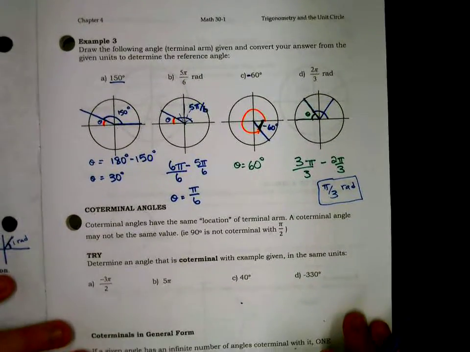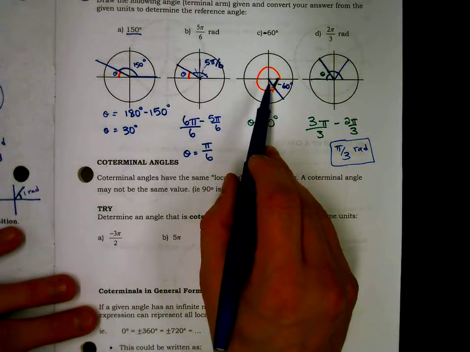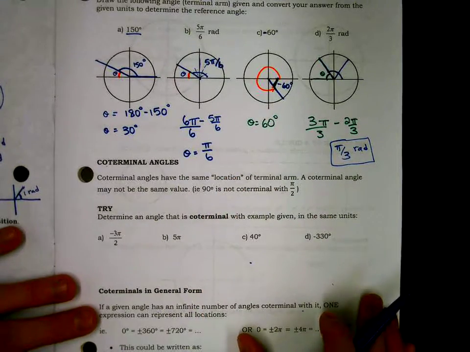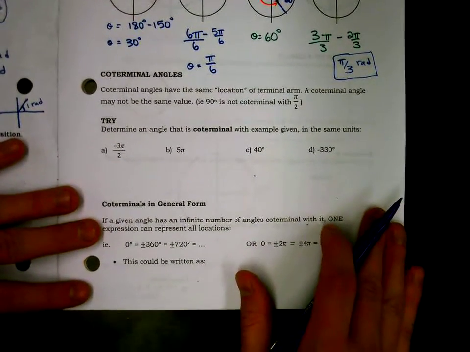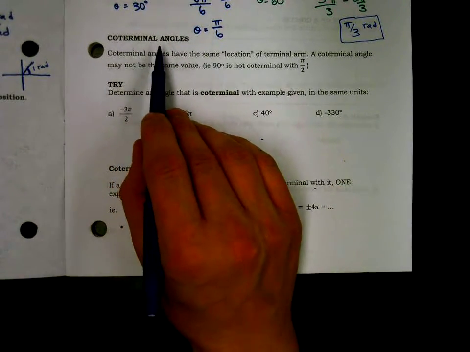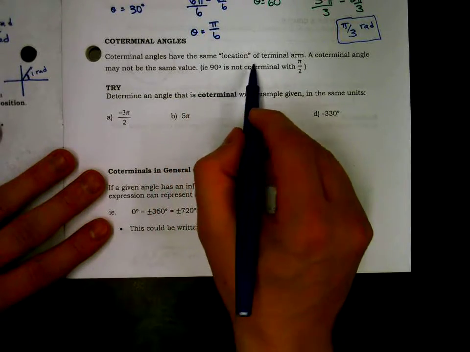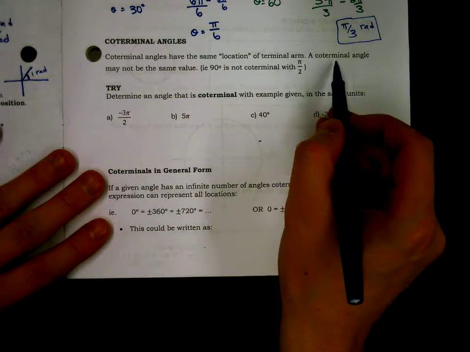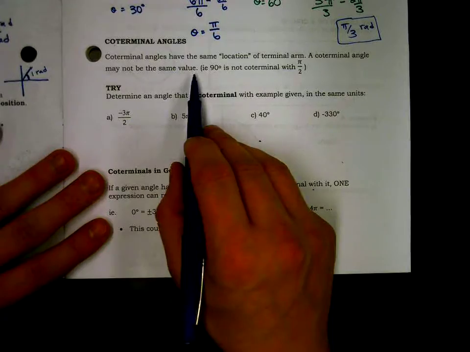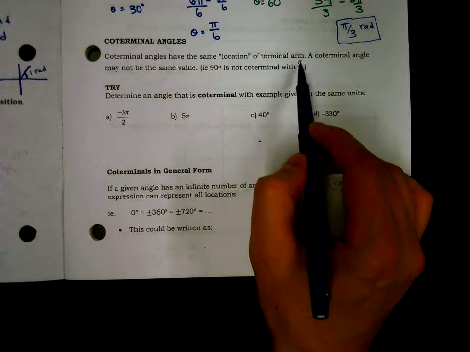All right, so this brings me to one more comment. Just like in example C, I talked about this negative 60 not being in standard position. There are multiple ways to get to the same place. We call these coterminal angles. Now, coterminal angles have the same location of a terminal arm. A coterminal angle may not be the same value. So I couldn't just say 90 degrees is coterminal with pi over 2.